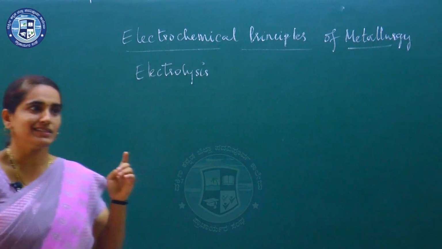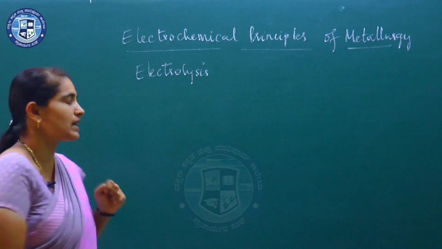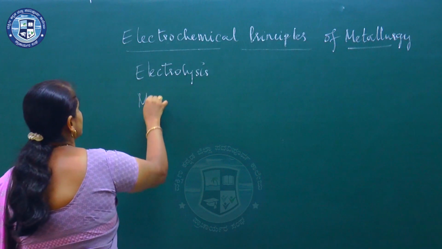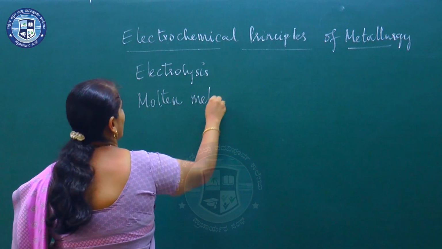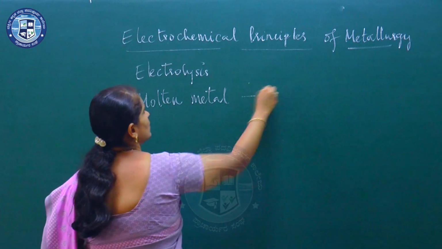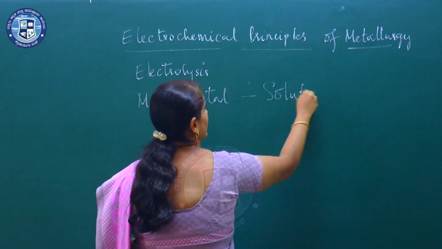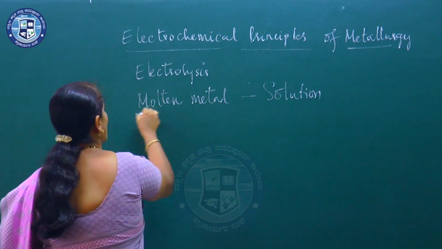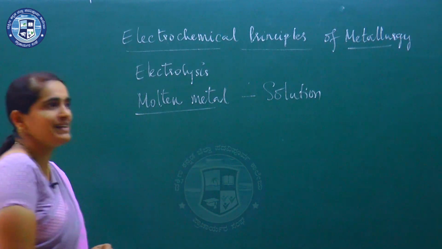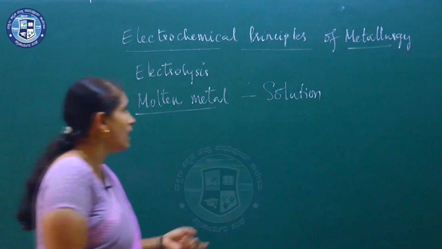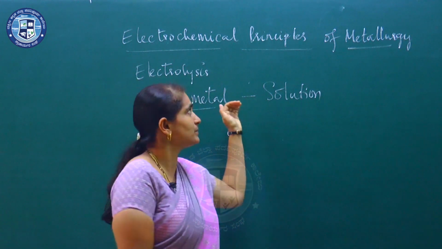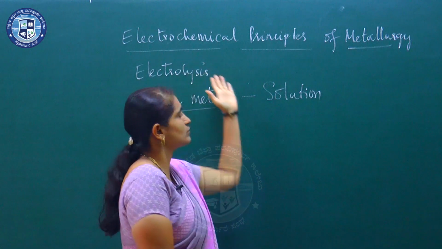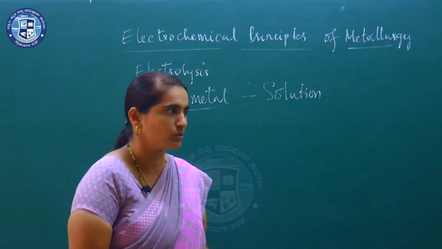Now in the case of electrolysis, what we generally take is either the molten metal or it should be in the form of a solution, any of the two, because we know current can be passed only in an aqueous solution or in the case of a molten metal. We cannot apply the principles of electrolysis to a solid state. We already know that. Okay.